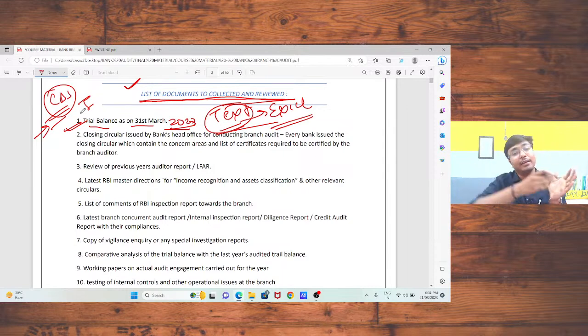So in our first point, you should get the trial balance in text file and convert the same in Excel, and then compare the things from the balance sheet and profit and loss account which is generated from the CBS software. This task should be done by your article or a paid staff, whatever is available.